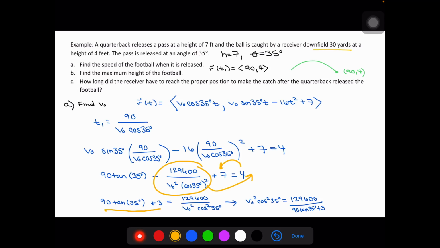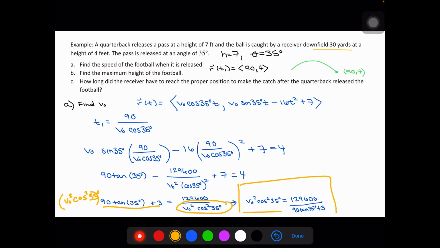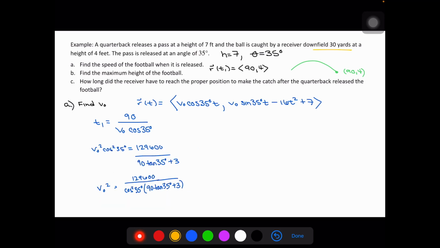And then I'm going to do some multiplying to try to get the v naught by itself. I multiplied both sides by that denominator, that v naught squared cosine squared, and then divided by the 90 tangent plus 3. And so that's how I got v naught squared cosine squared equals that big number over 90 tangent plus 3. There we go, so there's my equation.